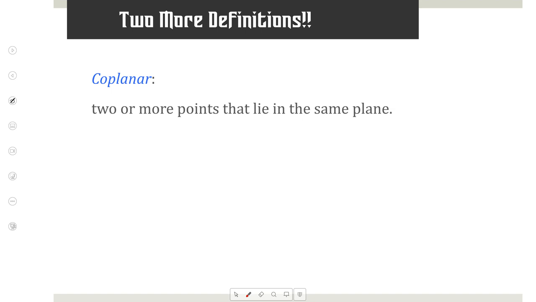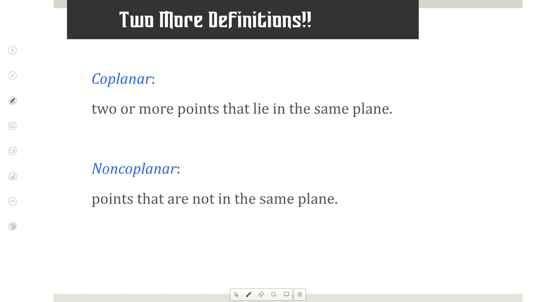And then wrapping this puppy up, you know what the next term is, right? Non-coplanar meaning not a dog. No, sorry. Not on the same plane. Also not a dog. You could have two dogs on the same plane, though. You could have snakes on a plane.